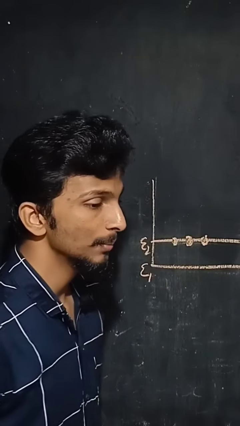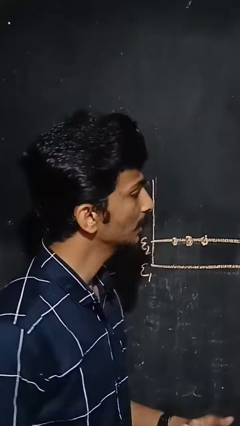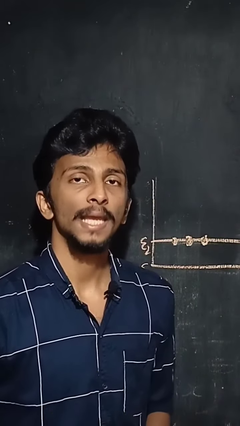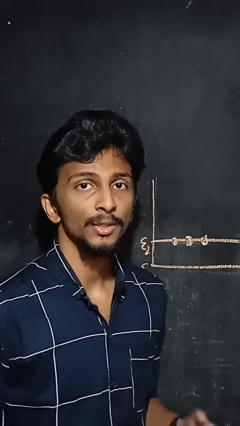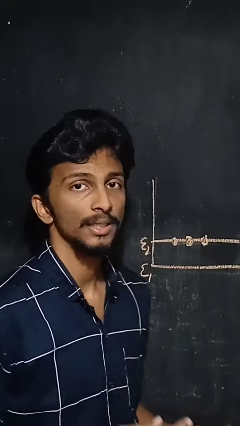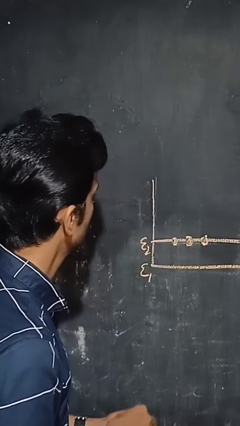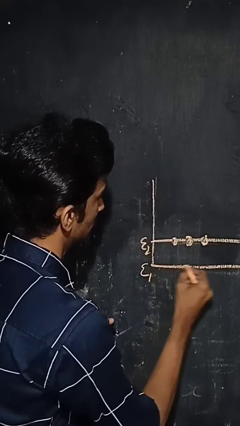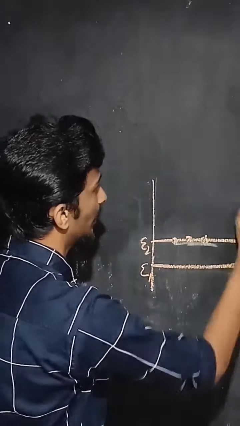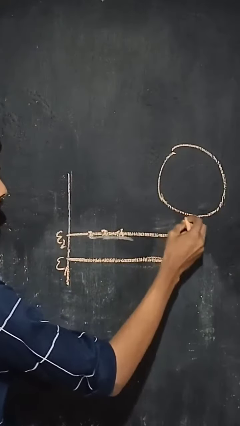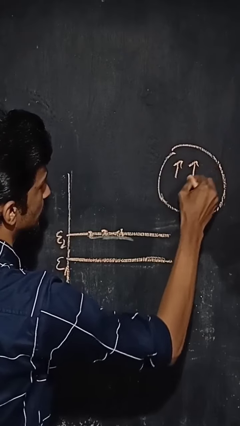But in the case of fermions, the property of fermions is that they have half-integral spins. So fermions obey Pauli's exclusion principle, which means no two identical fermions can ever occupy a quantum state. Suppose this E1 energy level is a state, and we have a set of identical fermions, that is, spin up fermions.